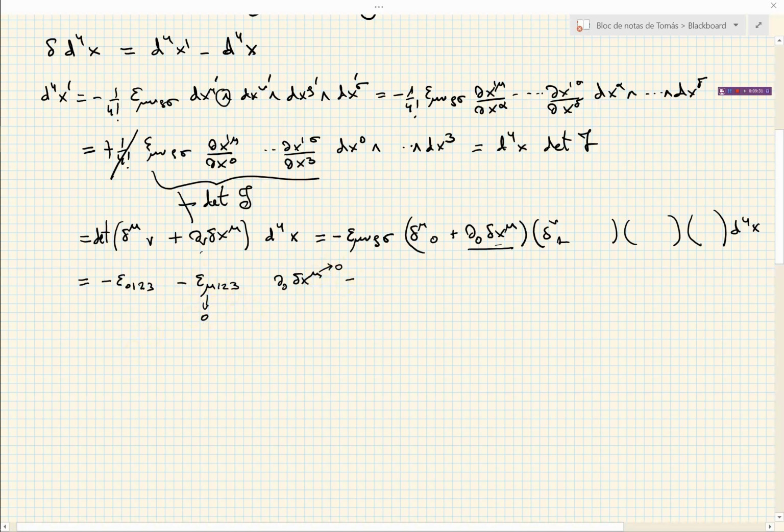Another term will include the partial derivative of delta x^nu, and then for the same reason we will have epsilon 0 nu 2 3 times partial_1 delta x^nu. Again, the only possibility for this to be different from 0 is that nu is equal to 1, and so on. And there are no more terms than these first order terms.